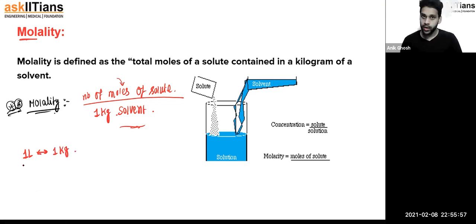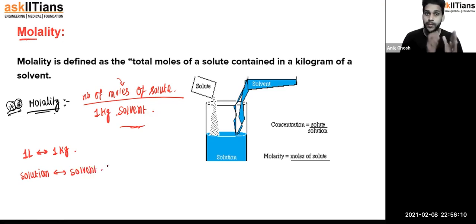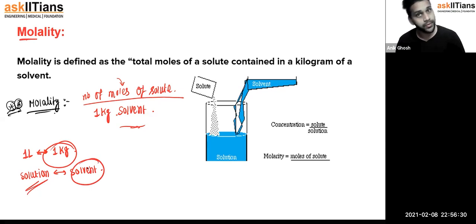Clear? Now, the second thing that got changed is that solution got changed by only solvent. So 1 liter of solute present in 1 kilogram of solvent, not solution anymore. Mark my words over here. This is the main thing where everyone makes a mistake. 1 liter is getting changed into 1 kg, or 1000 grams, and solution is getting changed to solvent. In that way you can find out the molality.